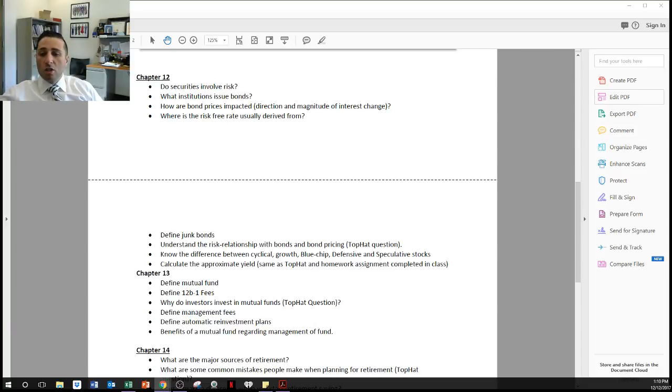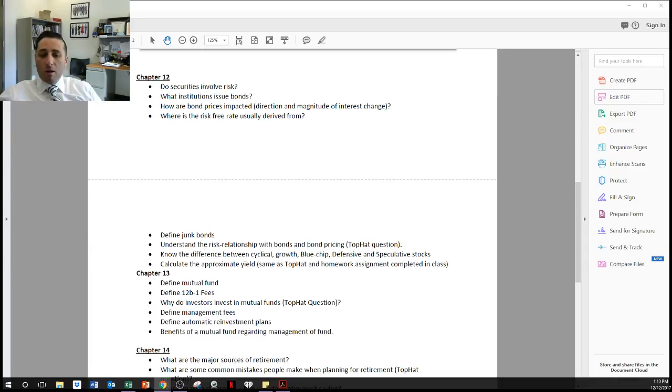What institutions issue bonds? Where can you go to get bonds? So remember all the things that we talked about with the bond market. Where can you go to buy bonds? That is specifically in Top Hat. That is what we talked about, where you could find bonds. Go look back on the readings. Where can you physically buy bonds? What are the different categories of bonds out there?